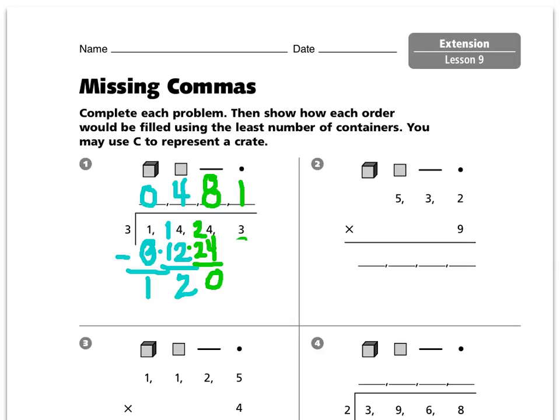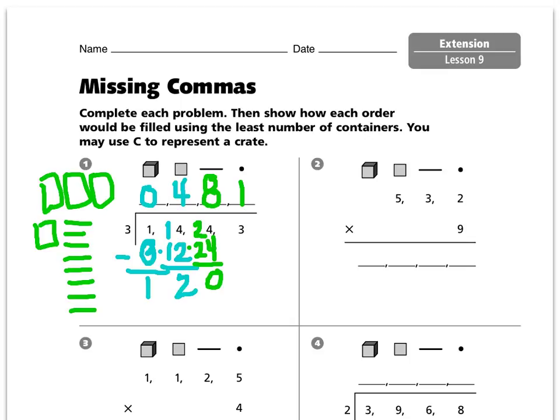So now what you're going to need to do is go ahead and use this number 481 to represent it. So I have 0 crates, I have 4 boxes, I have 8 packs, and I have 1 individual.